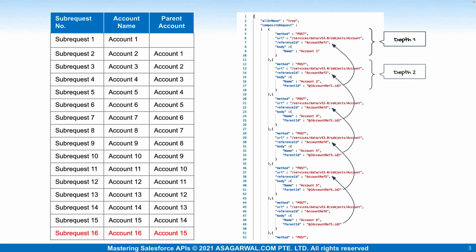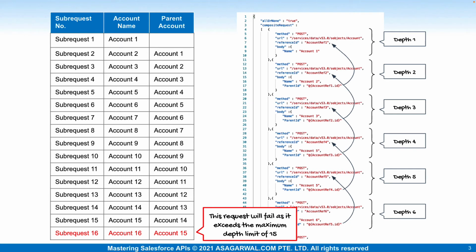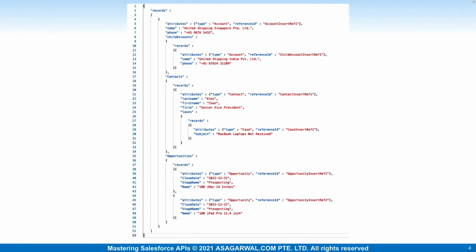depth 2. The key point to note here is that the depth increases only when you are using the reference ID of another subrequest. This is different than the number of subrequests. Going by this logic and coming back to the table, if you try to execute subrequest 16 and set the parent ID as account 15, this API call will fail as it will exceed the maximum depth limit of 15.